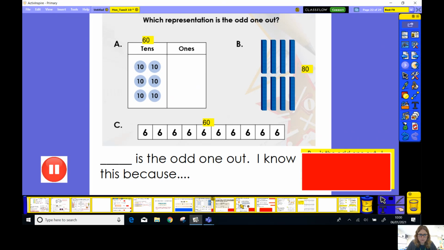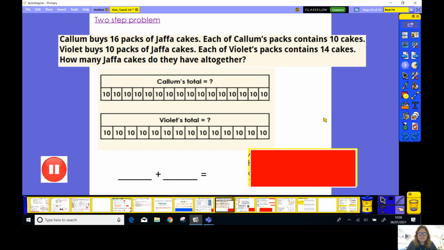Let's go on to our next Explore question. Explore question number 2. Okay, now here we've got a 2-step problem. Now remember what that means here. It means you're going to have to do 2 bits of mathematics in this question. So let's read it together and then you'll pause the video to have a little bit of a think.